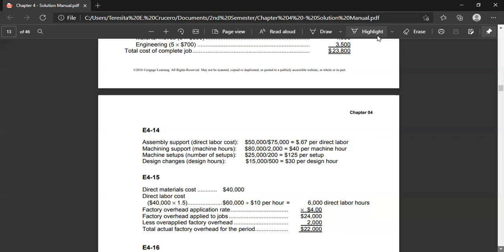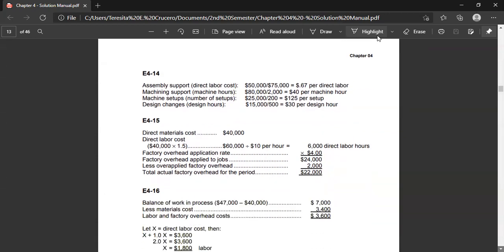Usually, you have your actual recorded by using factory overhead control. So the actual is equal to only 22,000, whereas the applied is 24,000. So applied 24,000, actual 22,000. That's why your variance is equal to 2,000. That's your over applied factory overhead. The fact that we credited over applied.